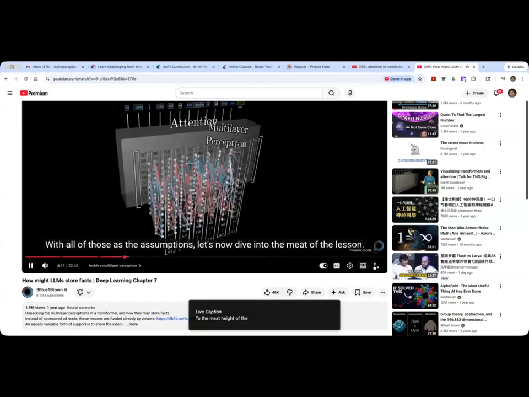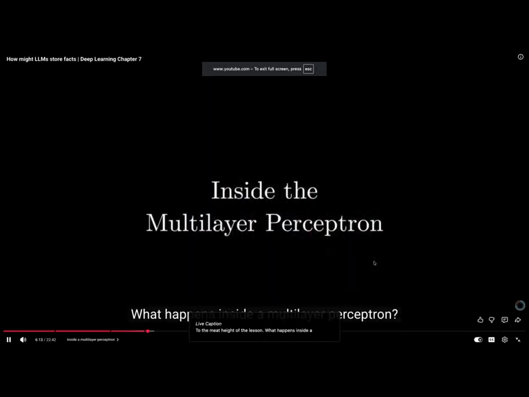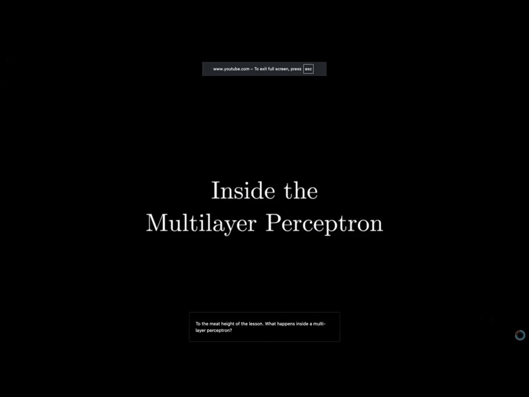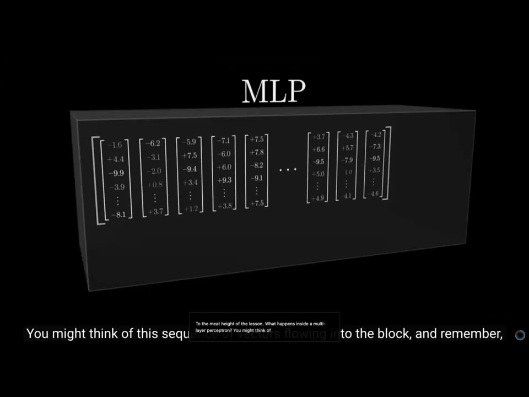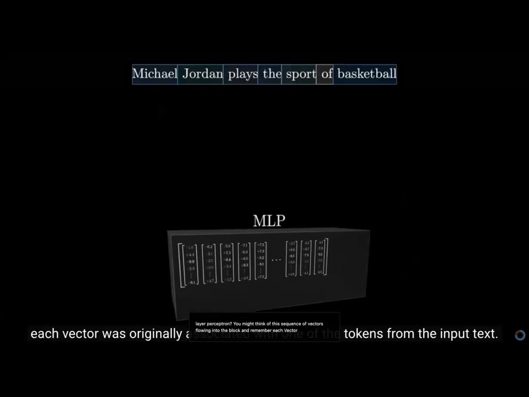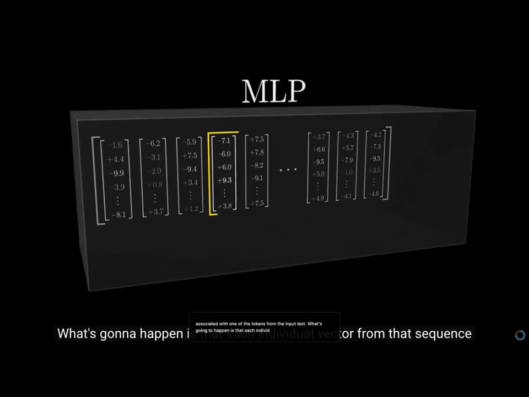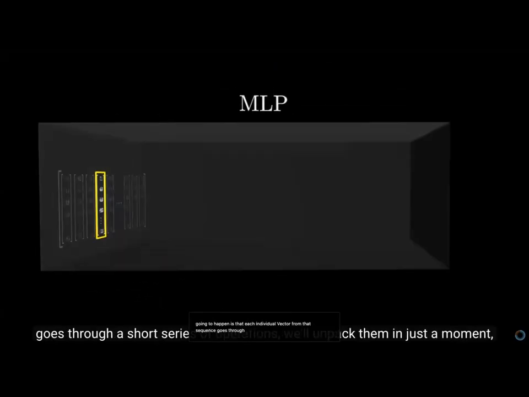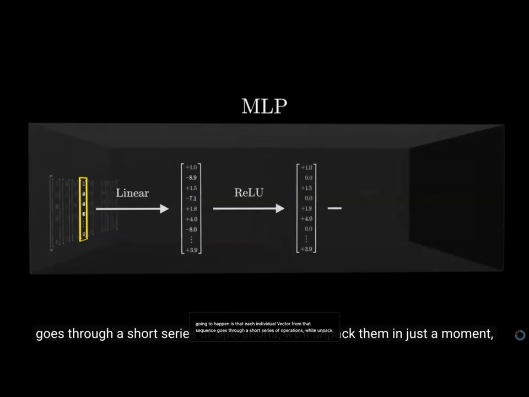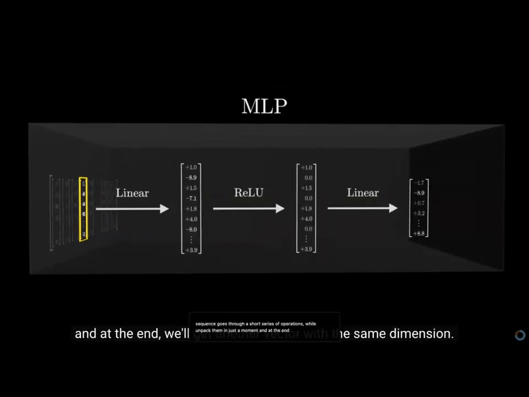Of the lesson. What happens inside a multi-layer perceptron? So that's the feed forward network. You might think of this sequence of vectors flowing into the block. And remember, each vector was originally associated with one of the tokens from the input text. What's going to happen is that each individual vector from that sequence goes through a short series of operations. We'll unpack them in just a moment. And at the end, we'll get another vector with the same dimension.